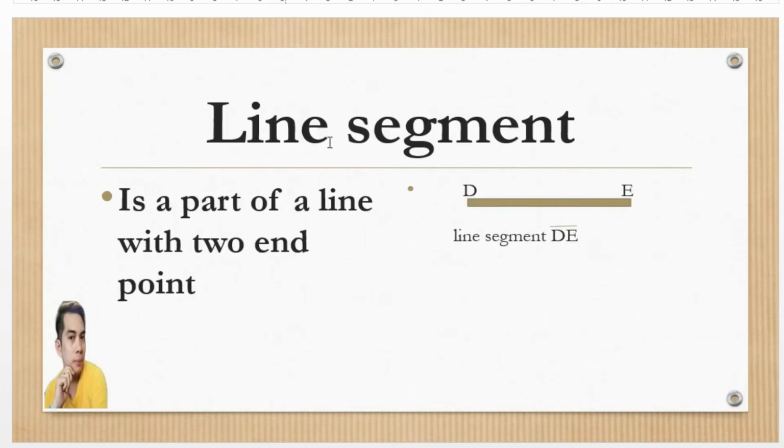Next is line segment. Line segment is a part of a line with two endpoints. So, dito po mapapansin natin, wala na siyang arrowhead. So, kumbaga walang arrow sa bawat dulo. Mayroon siyang tinatawag na two endpoints. Ibig sabihin, bawat kanto o bawat dulo niyan ay may endpoint. So, kumbaga may sukat. Makukuha natin agad ang saktong sukat.